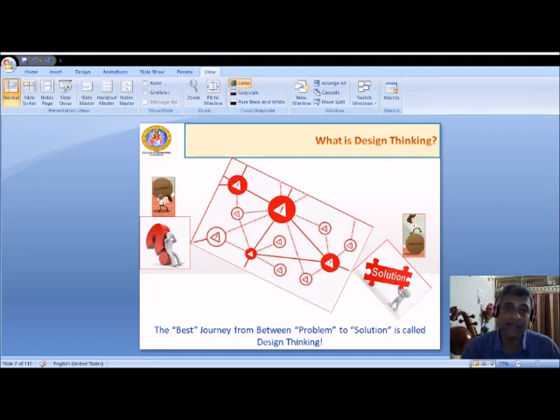In the next session, we are going to discuss in detail what exactly design thinking is and the different aspects involved in it. Probably we'll go a little deeper into what we discussed today in my next session. Please stay tuned. I'll come back with more insights into design thinking in my next session.